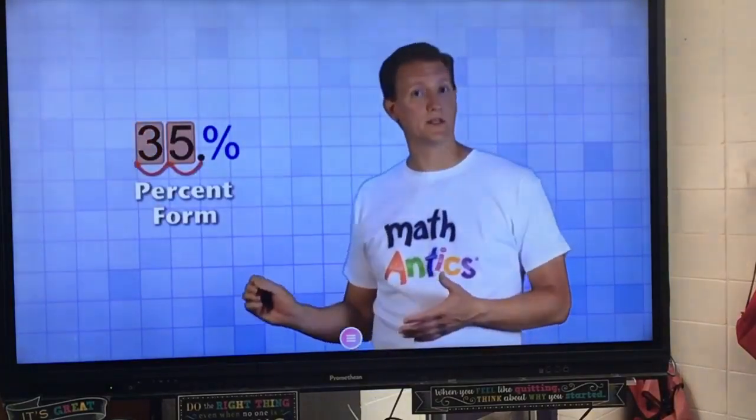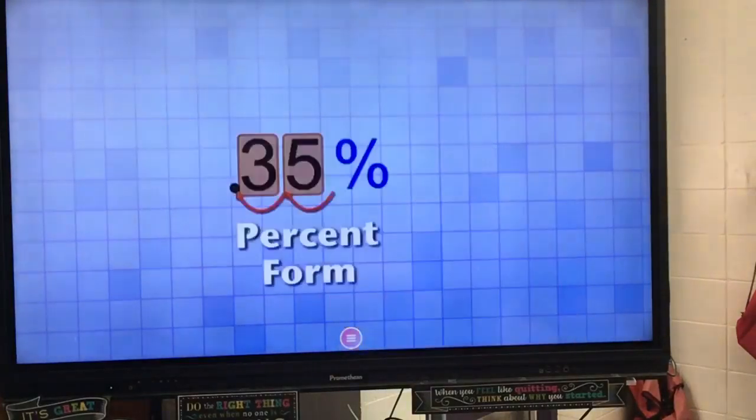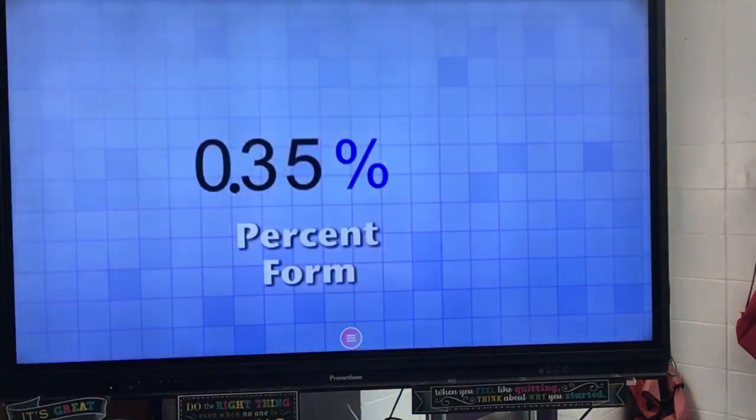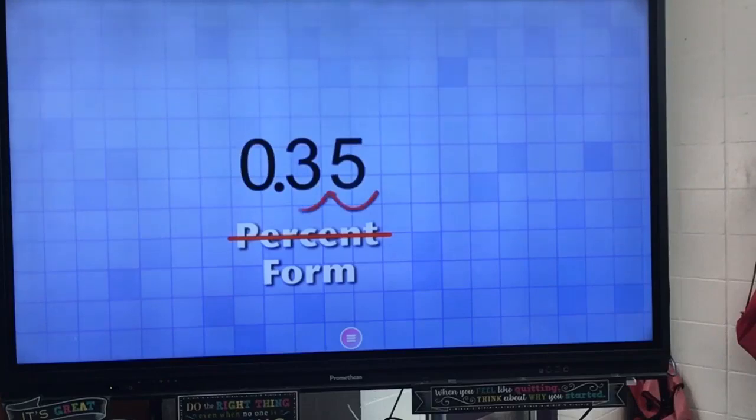Now that you know where the decimal point is, just move it 2 number places to the left, away from the percent symbol, and draw it in right there. Last of all, once you've moved the decimal point, you erase the percent sign because you don't have a percent anymore. Moving the decimal point 2 places to the left converted it into the decimal value of that percent.